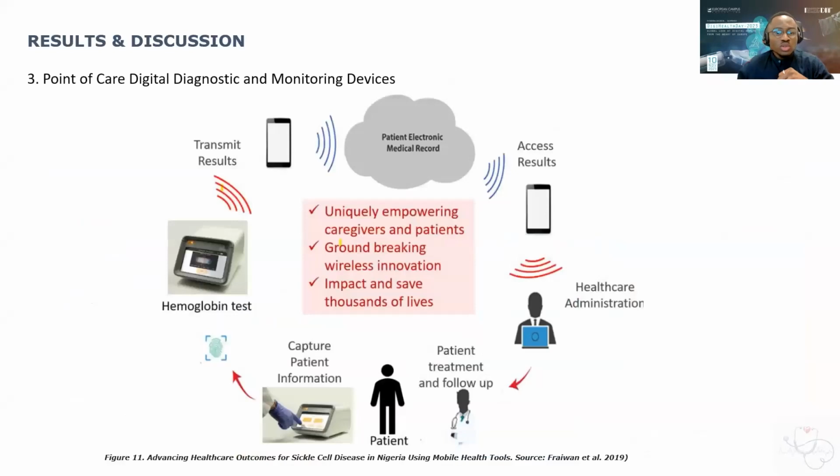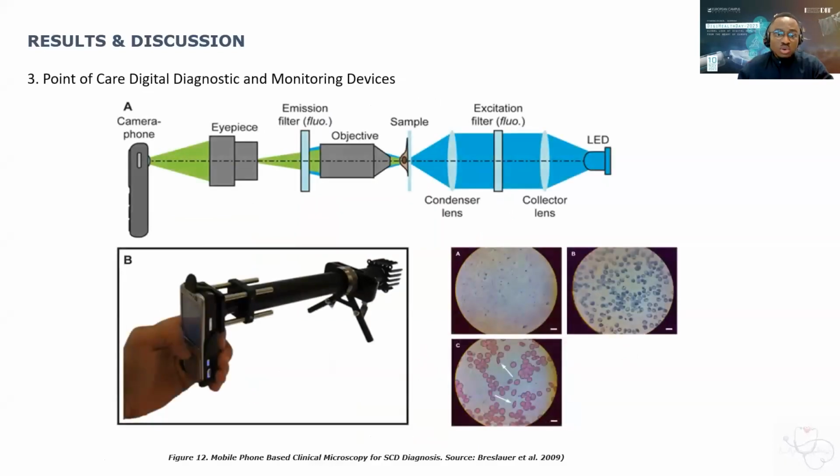Moving forward, we also have research that has been done, but it was limited only to Kano State. They recommended point-of-care digital diagnostic and monitoring devices. So this is kind of a third recommendation. This is a tool that was used to collect blood. From there, the results are transmitted through mobile phones and the digital records are saved. That way, we have an entire life cycle of digital devices that can be used to manage the disease. There was also a mobile point-of-care digital diagnostic monitoring device that was recommended by these practitioners, or hematologists, to manage sickle cell disease.